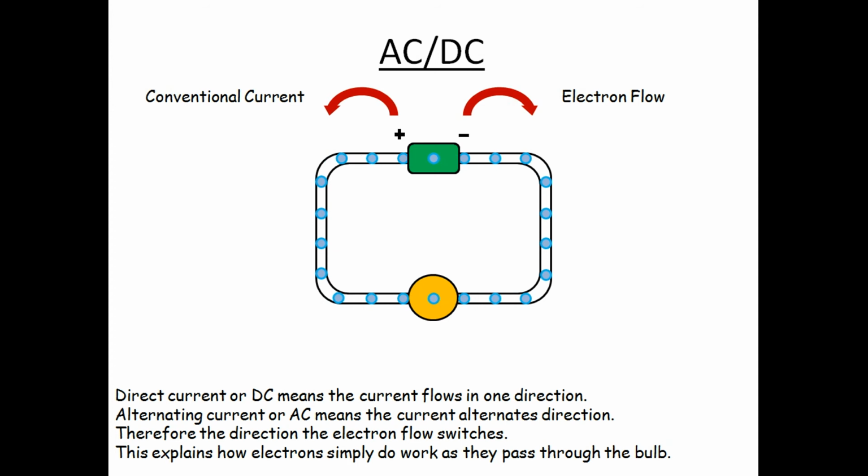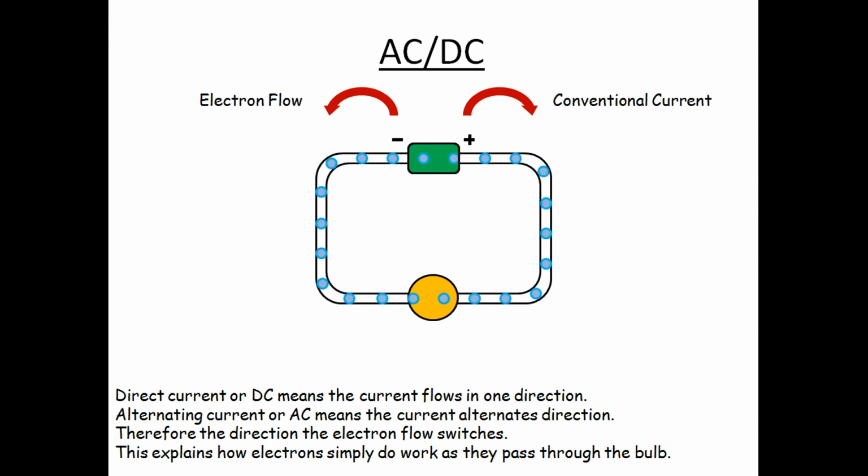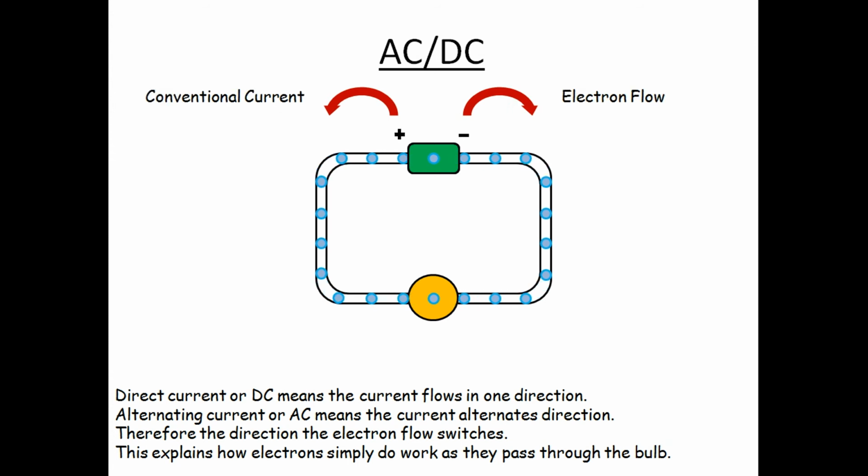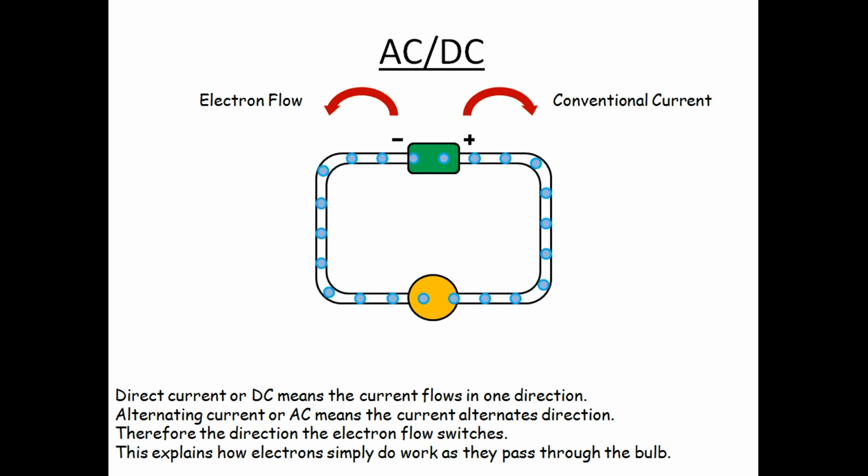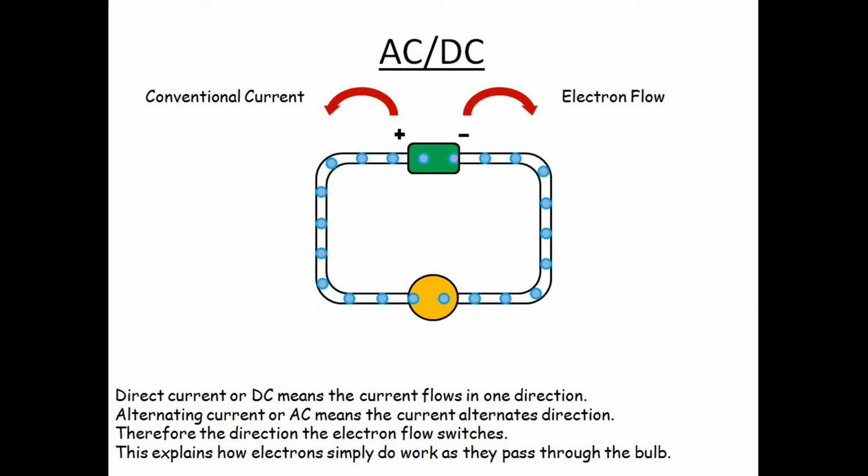Direct current, or DC, means the current flows in one direction. Alternating current, or AC, means the current alternates direction. Therefore, the direction of the electron flow switches. This explains how electrons simply do work as they pass through the bulb.